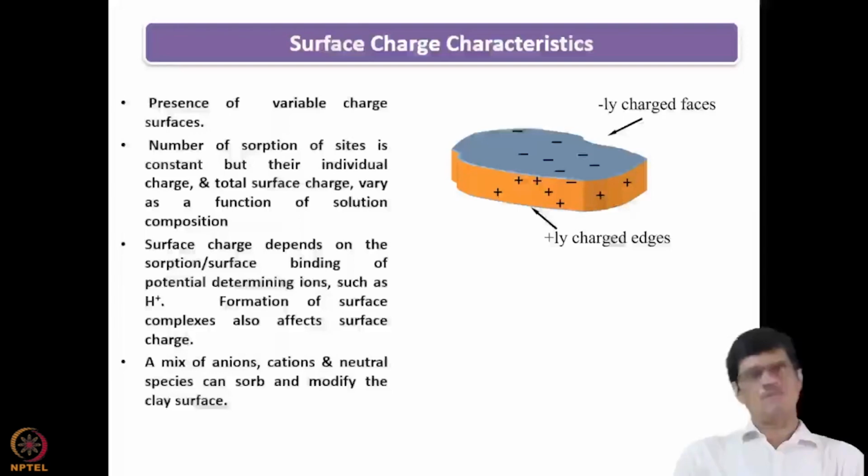Then in this case, with the presence of variable charge surfaces as shown here, the number of surface sites is constant, but their individual charge and the total surface charge will vary as a function of the solution composition. The surface charge depends on the adsorption, the surface binding of the potential determining ions such as the hydrogen ion, and the formation of surface complexes also affects the surface charge. A mix of anion, cation, and neutral species can adsorb and modify the clay.